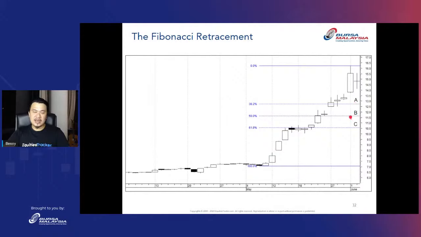If the price goes down to that level, fantastic. That means I'm able to catch a support level. And if it rebounds, it's even better.